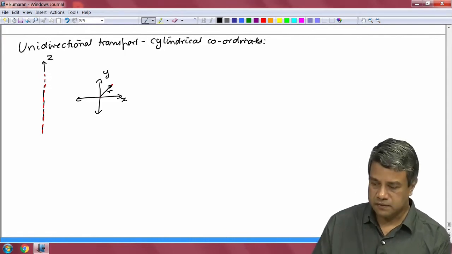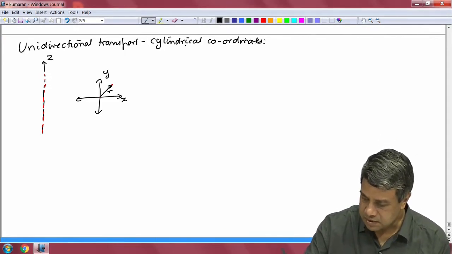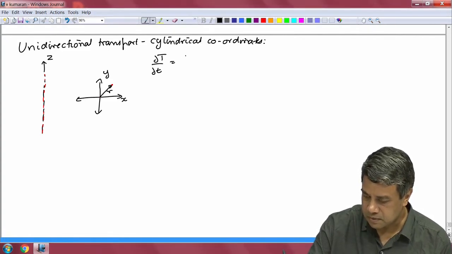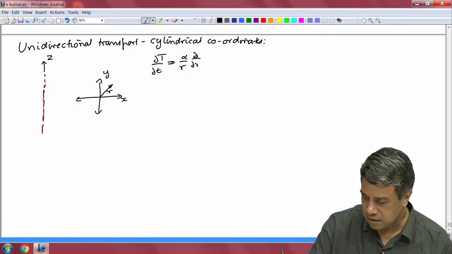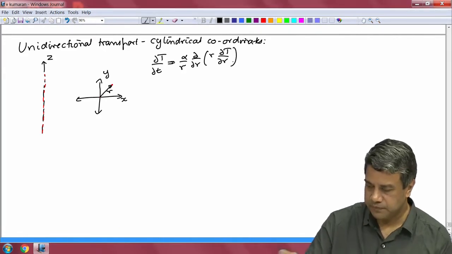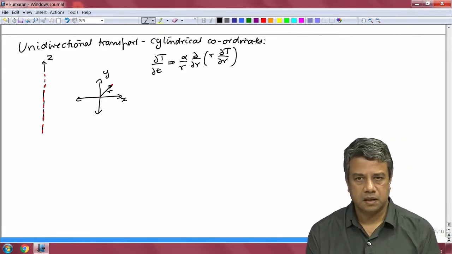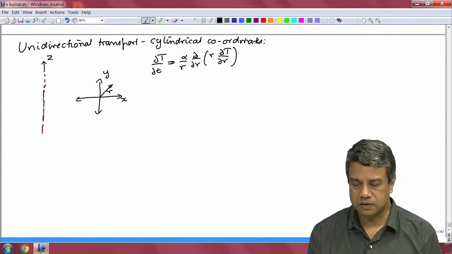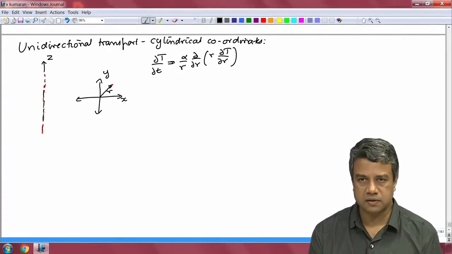For constant diffusion coefficient, these equations are of the form partial T by partial t is equal to alpha by r d by dr of r partial T by partial r. And so far we had solved for the steady state solutions in this case.